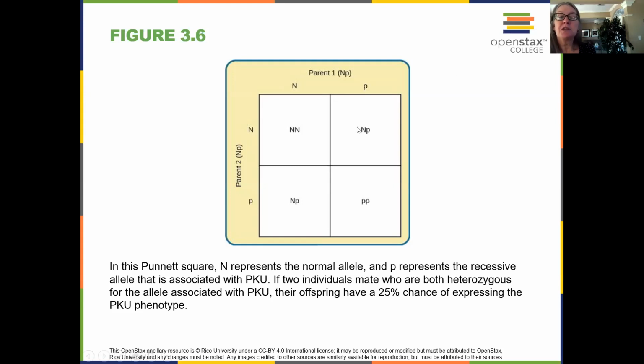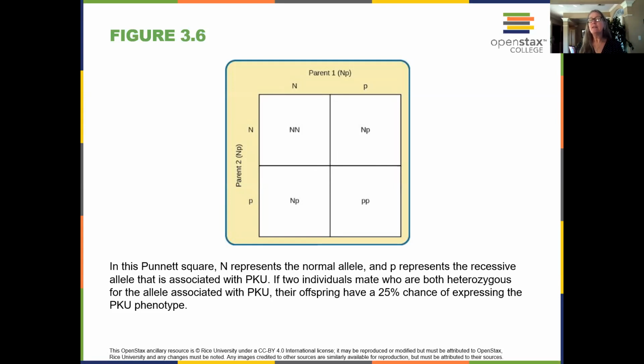There's a 50% chance that their child will be like they are, and they'll be carriers of this recessive trait. So they won't have PKU, but they could have a child with PKU. And there's a 25% chance that their child is going to get the recessive trait from the mother and the recessive trait from the father, and they're going to end up having the PKU phenotype, because they're going to have both recessive genes.